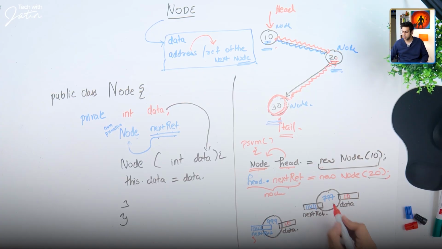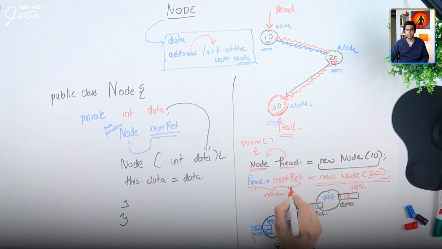Now this particular object, guys, got created in, let's say, memory location 999. So over here, I'll be getting a hash code. We are storing it in the head dot next reference. This is my head dot next reference. Where null was written, it will be updated with the 999 memory location. And this is how my link got created.